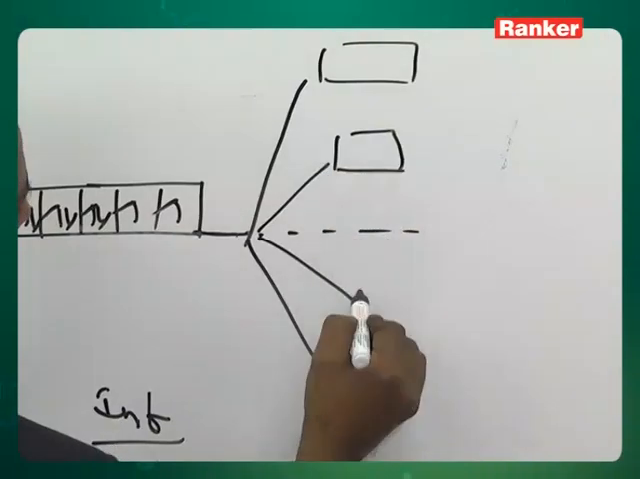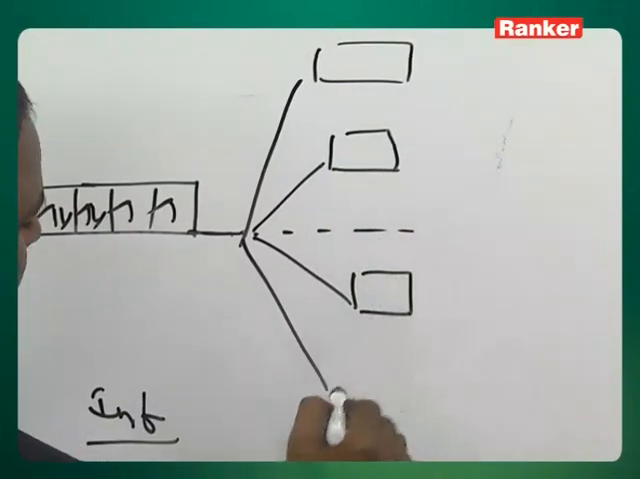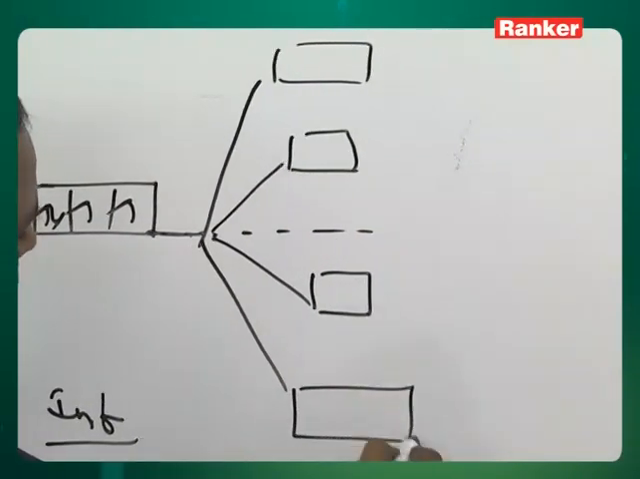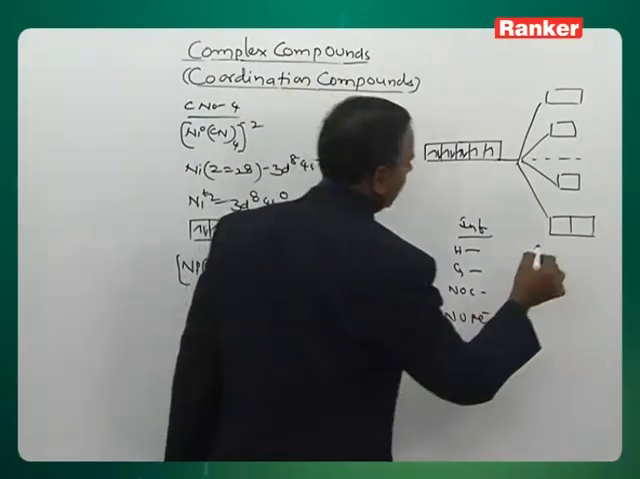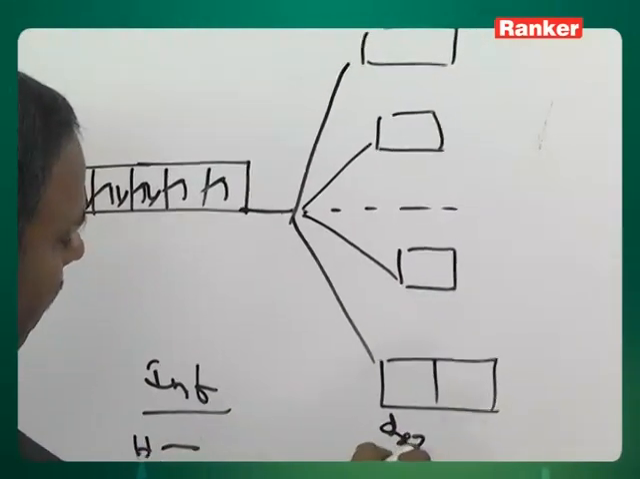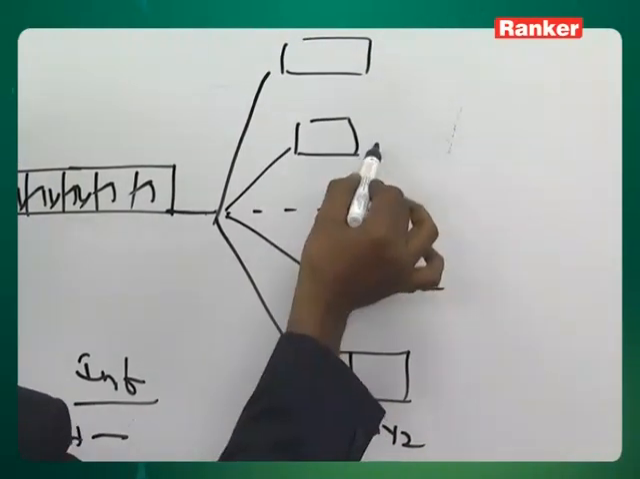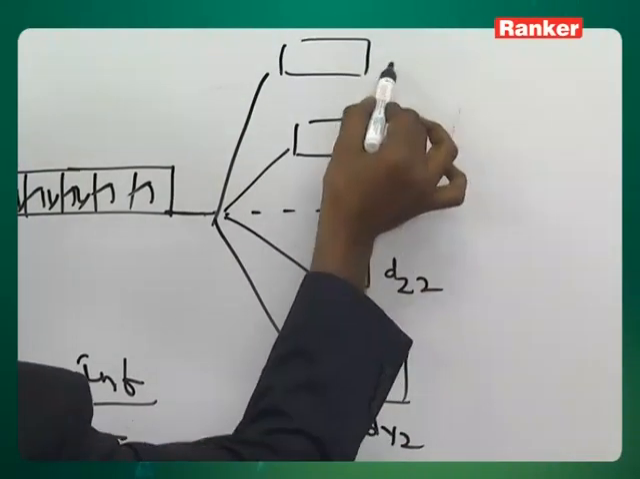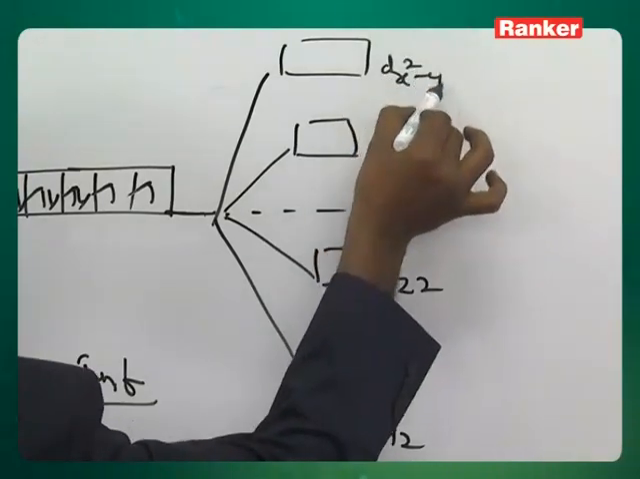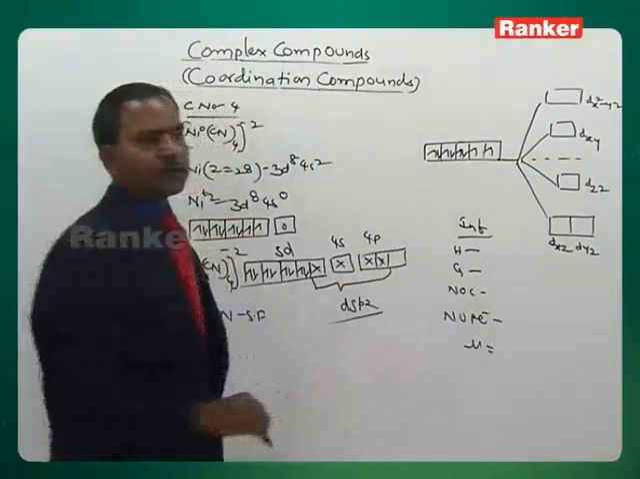This, you know, is dxy. This is dz square. The remaining 2 orbitals go with this one. Now this one will be dxz, dyz. This is dz square, this is dxy, and this is dx square minus y square. 8 electrons are there now.